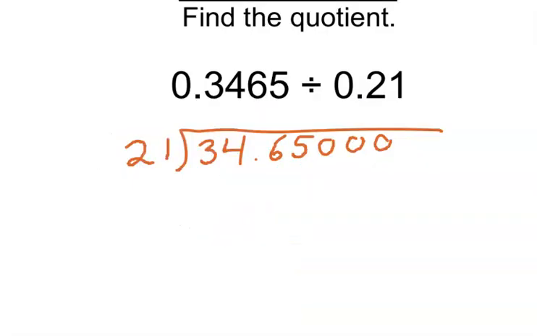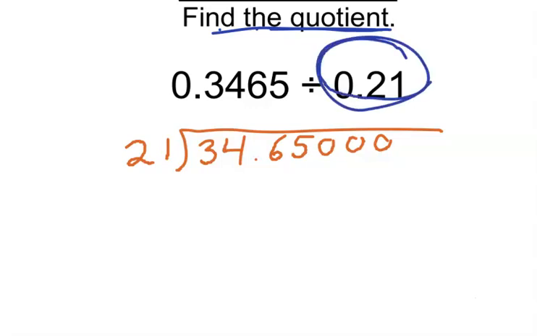Okay, so it says find the quotient, which means we are dividing, right? That makes sense. There's a division sign. And we know that this number here has to be not a decimal. There's the dividend, which is the number inside, and there's the divisor. So the divisor cannot have a decimal, which means we moved it over 2 places. So we did the same thing here. So I rewrote it 21 into 34.65, and then I added some zeros.